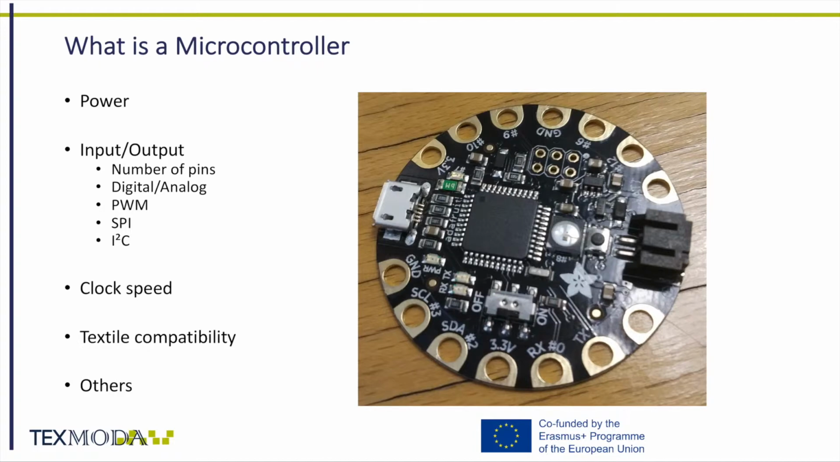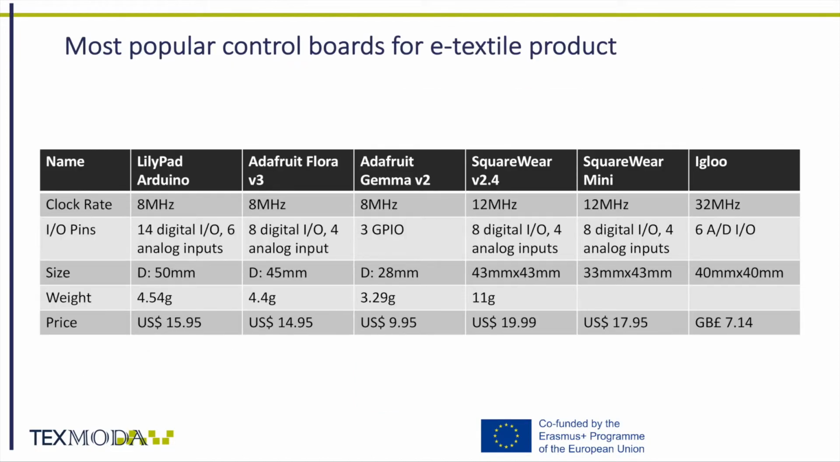Of course, besides the previous criteria, there are some others, such as the size, the price, the weight, the size of memory, etc. From this table, you can find some commercial sewable control boards which are available on the market. The most popular boards are the LilyPad and the Adafruit Flora. They are powerful for DIY smart textile projects, with many compatible accessories such as strip LED, light sensor, accelerometer, Bluetooth, and Zigbee connector.